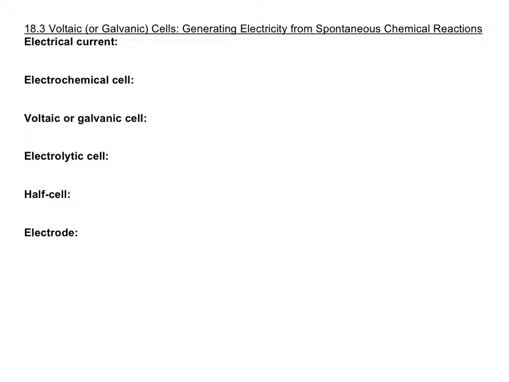So first is electrical current. An electrical current is just the flow of electrical charge, and this could be either electrons flowing through a wire or it could be ions flowing through a solution, and both of those are forms of electrical current. Okay. So the next one I'm going to talk about is an electrochemical cell, and that's what we're going to focus on mostly in this chapter.